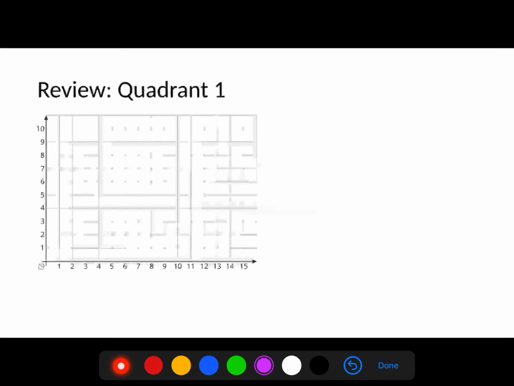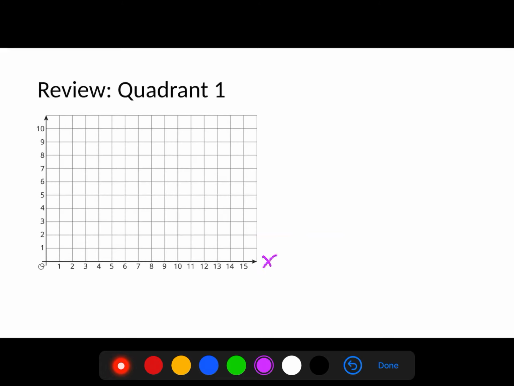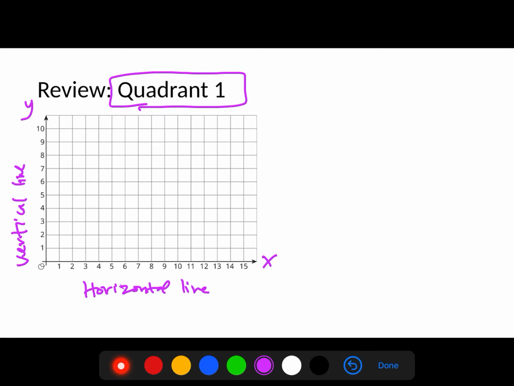So just a quick review, you have already plotted points in quadrant 1, right? We have our x-axis here, you have your y-axis. This is called a horizontal line. This is called a vertical line, the y-axis. And these are all positive numbers, quadrant 1. Notice that the x values are positive 1, 2, 3, all these positive numbers.